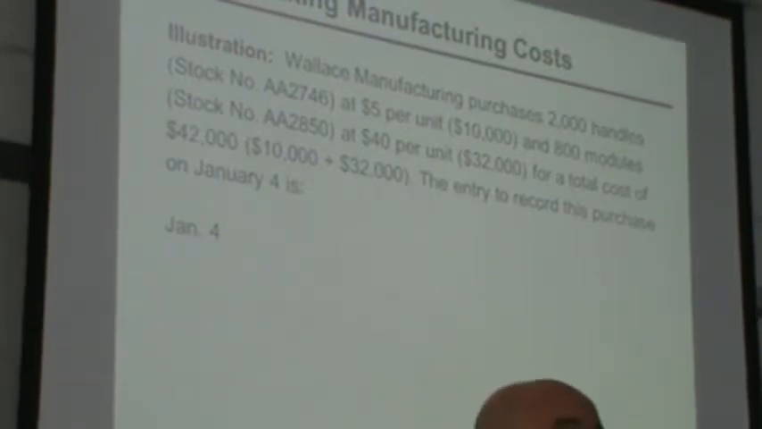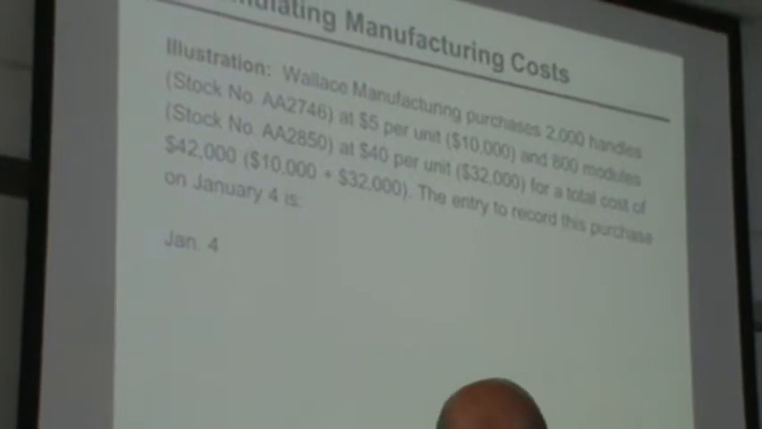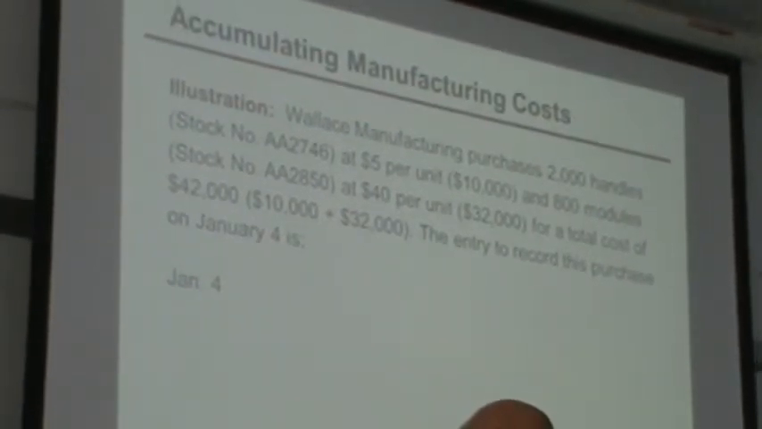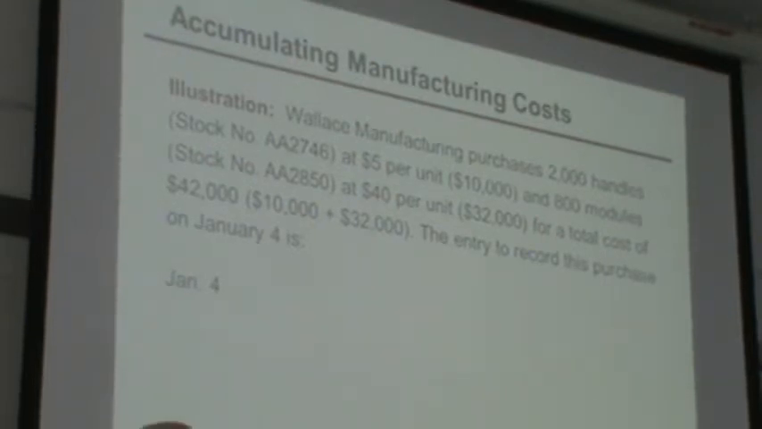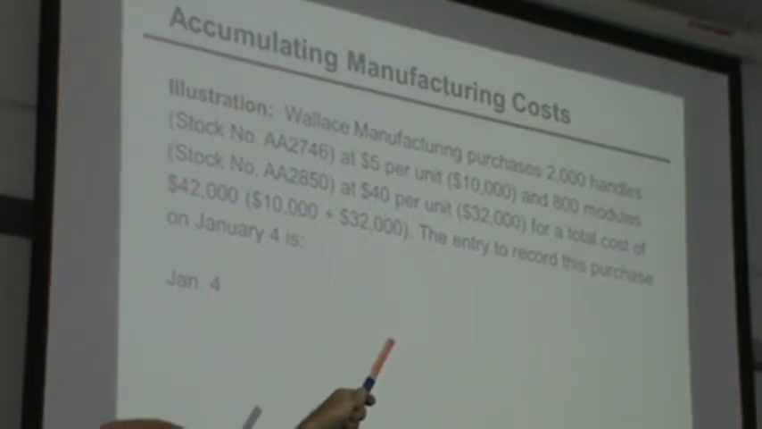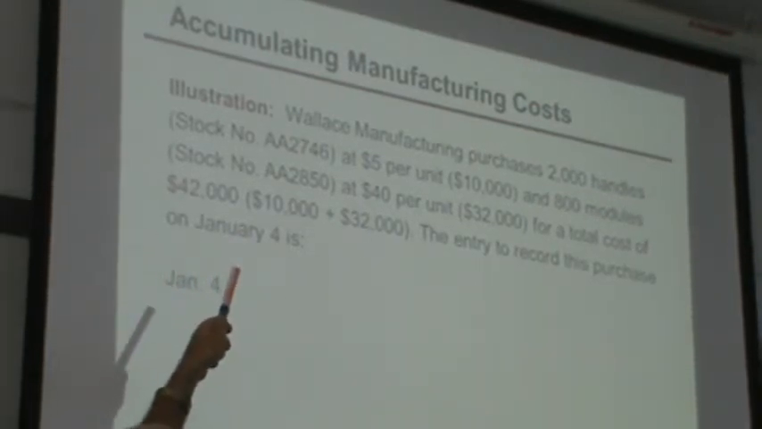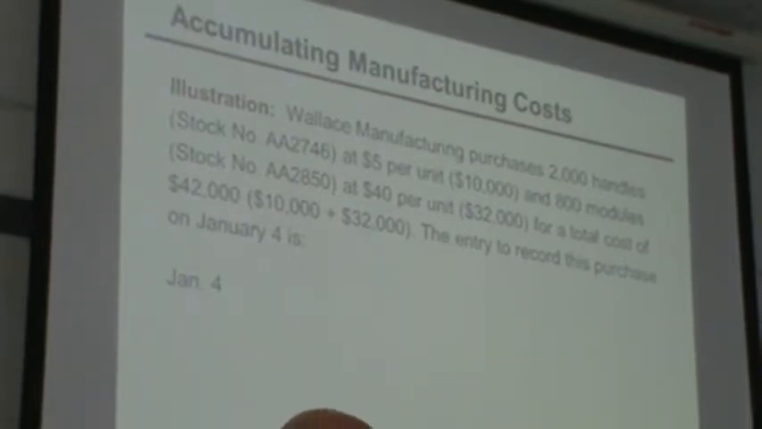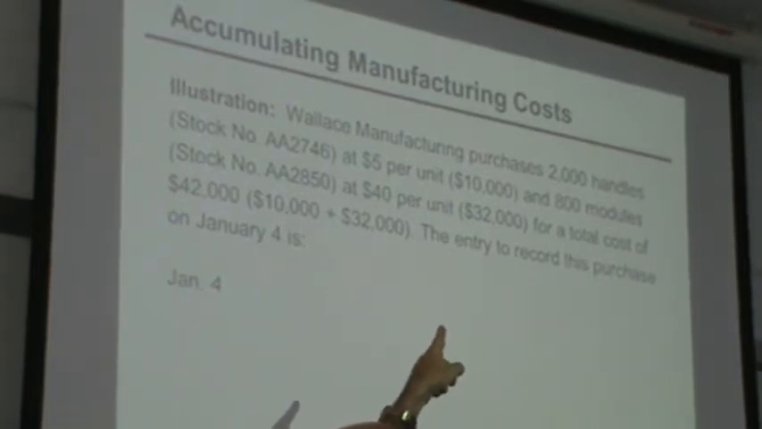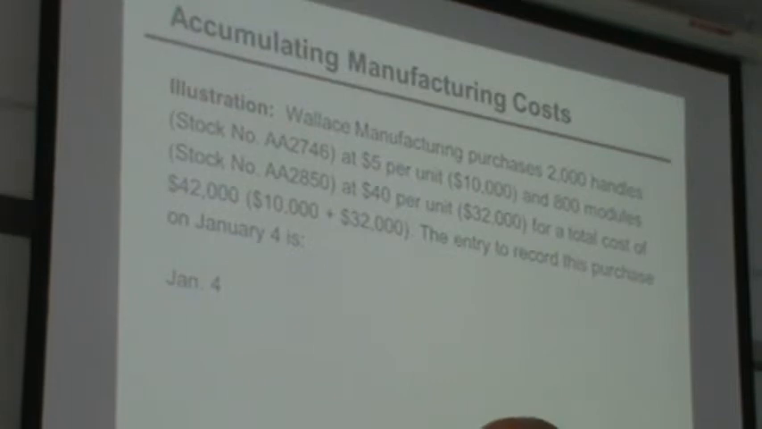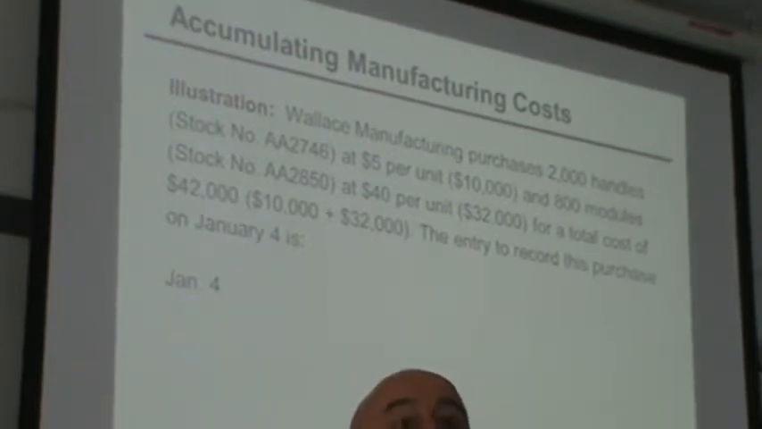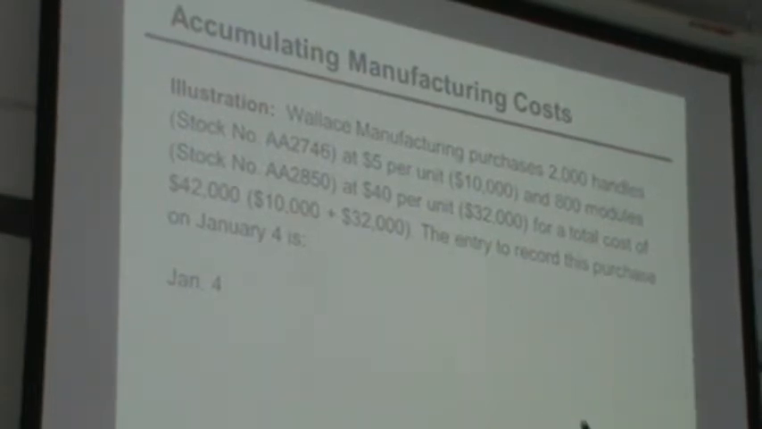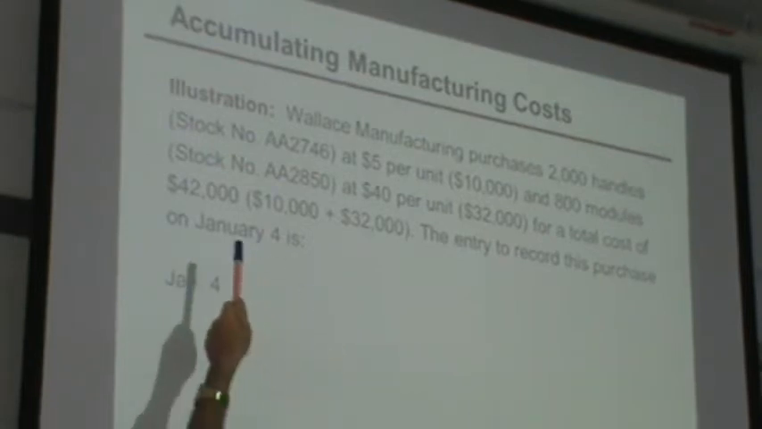Let's give you an example. Let's see what the example is. We have an example for you, okay? Wallace Management purchases 2,000 handles, stock number A8.7, at $5 per unit. So the invoice price is 2,000 times 5, which makes 10,000. Then you have 800 modules at 40. So 800 times 40 is 32,000, for a total cost of 10 plus 32, which is 42.